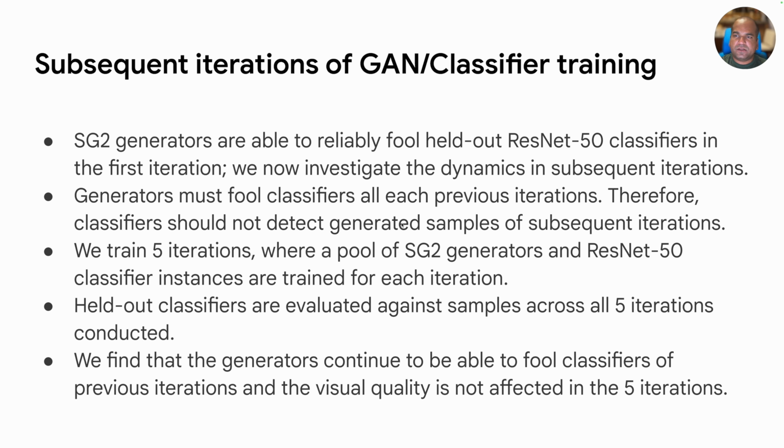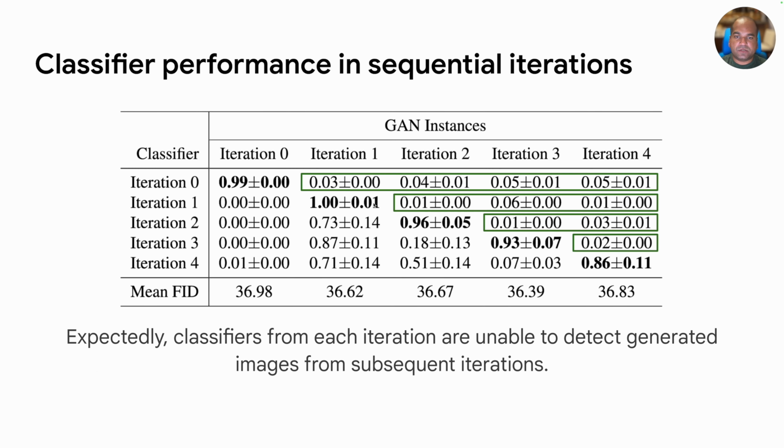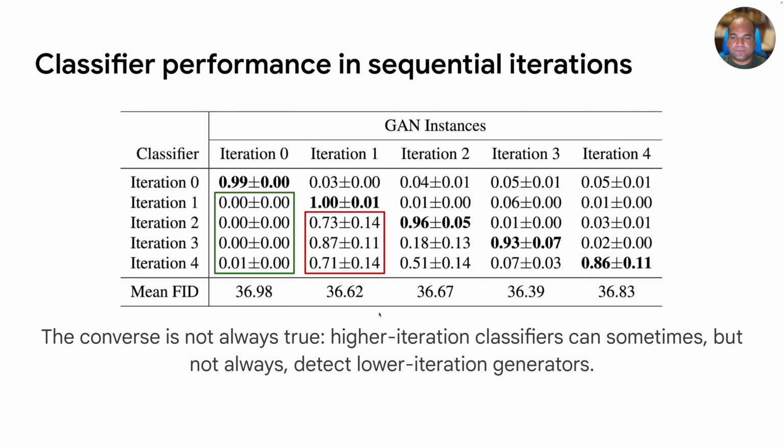So now we go to the key finding of subsequent iterations. When we are using StyleGAN2 and ResNet and training multiple iterations, what we find is that we are able to train multiple iterations where in every iteration the GAN is fooling the classifiers from the previous iterations. So iteration 3 will be able to fool classifiers of 0, 1, 2, and the output quality is not affected either, so visually or the FID is not affected. But the converse is not always true. The higher iteration classifiers can sometimes detect lower iteration generators, like here.